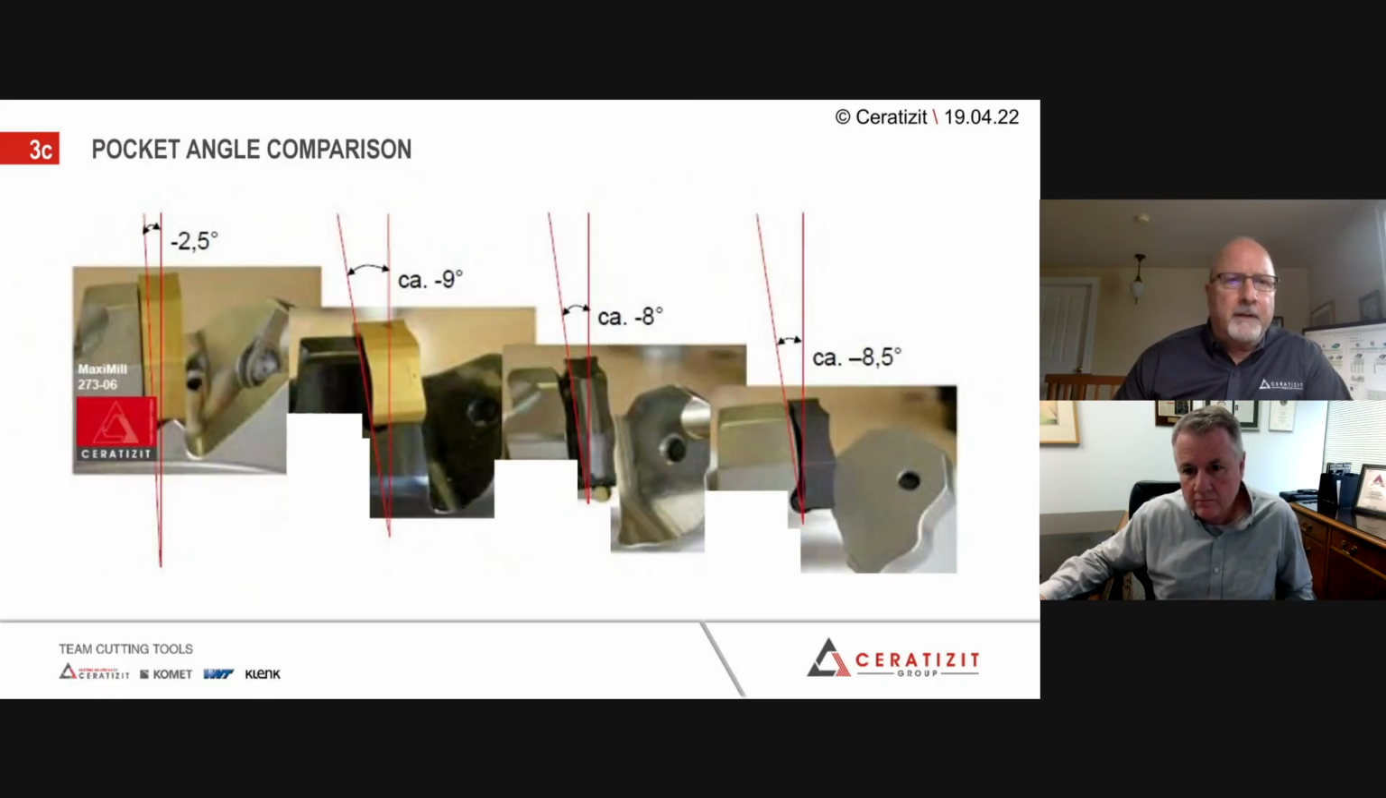As an example, you can see some of the designs in the marketplace. On the left is the Ceratizit design, and you can see that the difference in the axial tip angle is significant, maybe 7 degrees. So this allows us to create a more softer cutting action. It also has the benefit of allowing us to build insert rake angles that are lower than other designs, meaning more stable in the pocket and adding some robustness to that insert design.